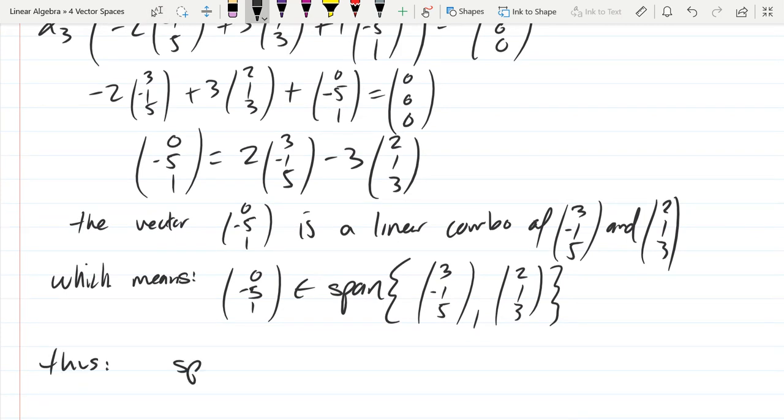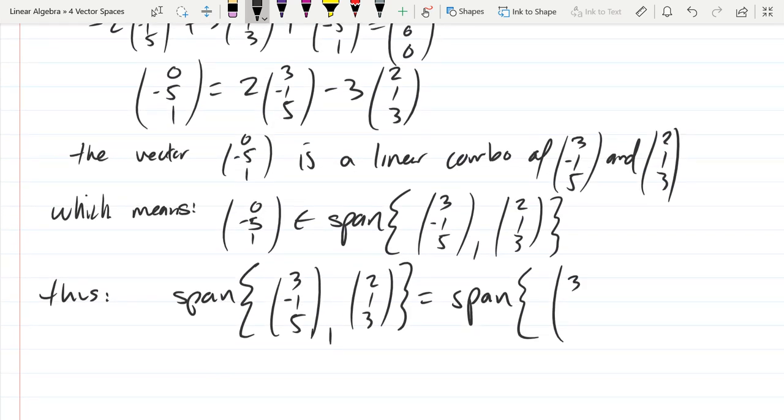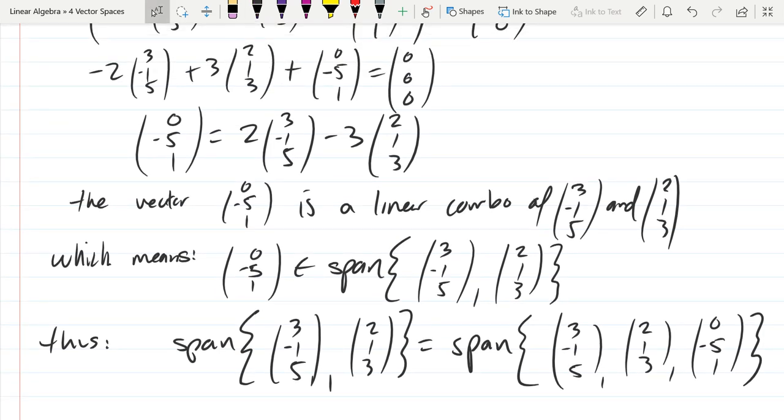All right, that vector is in the span of the first two. Thus, the span of just these two vectors, 3, negative 1, 5, and 2, 1, 3, equals the span of all three vectors. So what we just proved is you can take out that third vector and your span is still the same. Now the fact that we got one free variable means there was only one extra vector. So we just removed it.